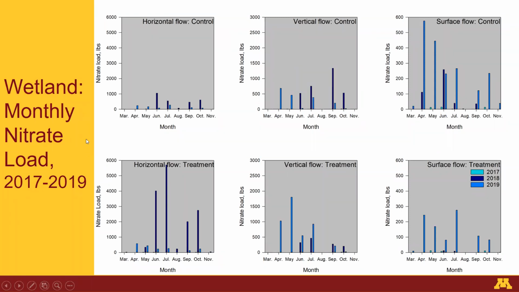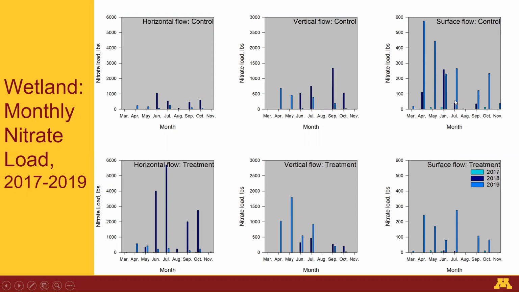Our monthly constructed wetland nitrate load data, again, we have a similar color scheme. So 2017 is green, 2018 is dark blue, and 2019 is light blue. These are oriented in a vertical fashion. So the surface flow control is on the right, and the surface flow treatment is on the right, but below it. And we have a consistent way to show that. So again, generally what we're looking at here is the monthly data.